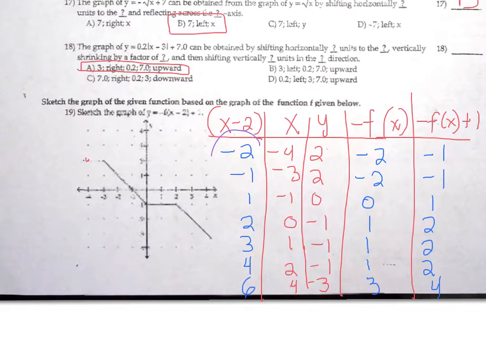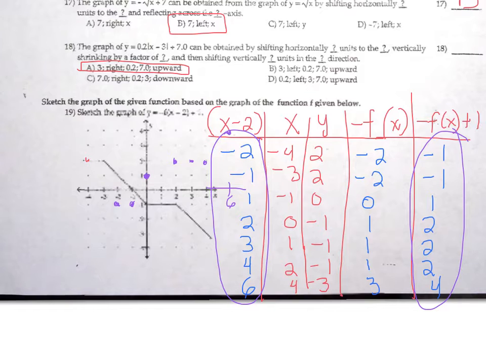Okay, so I'm going to go ahead and plot those coordinates. Negative 2, negative 1; negative 1, negative 1; 0, 1; 0, 2; 2, 3; 2, 4; 2, and 6, 4.